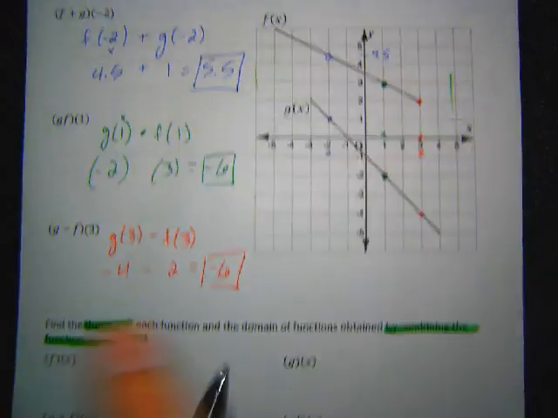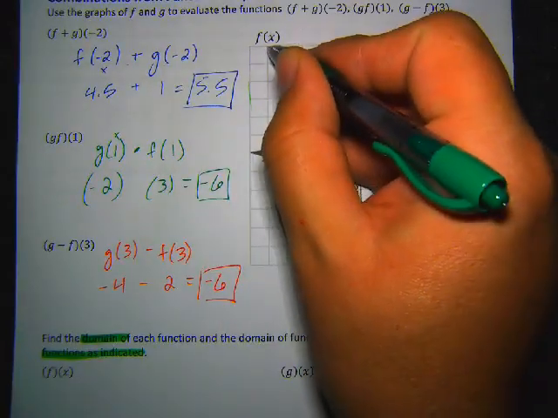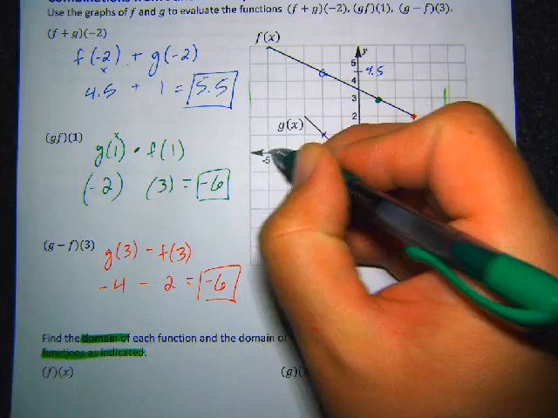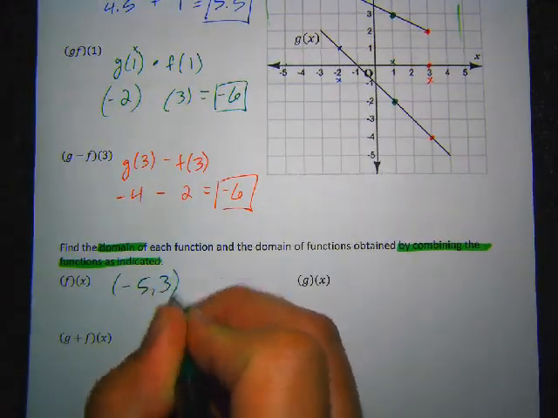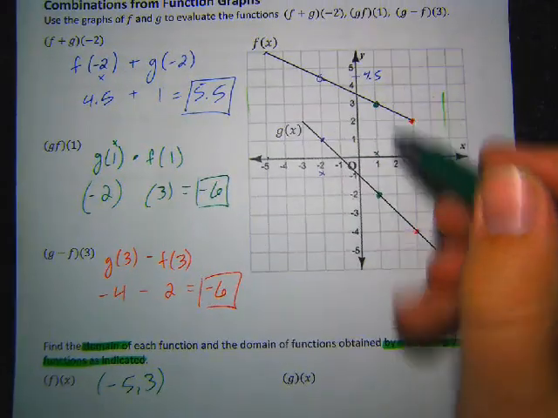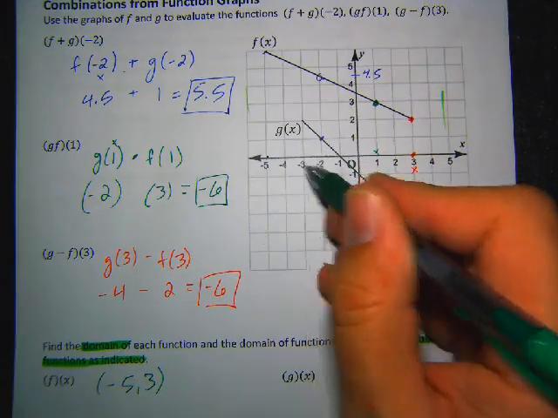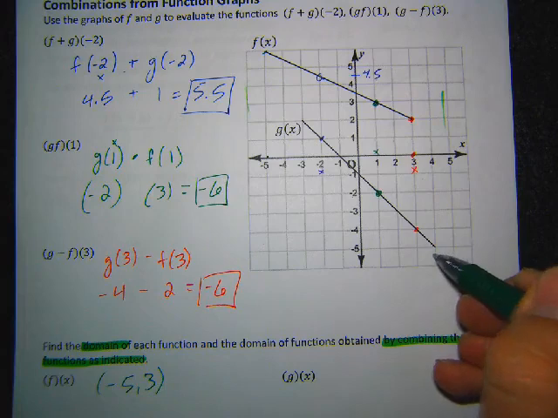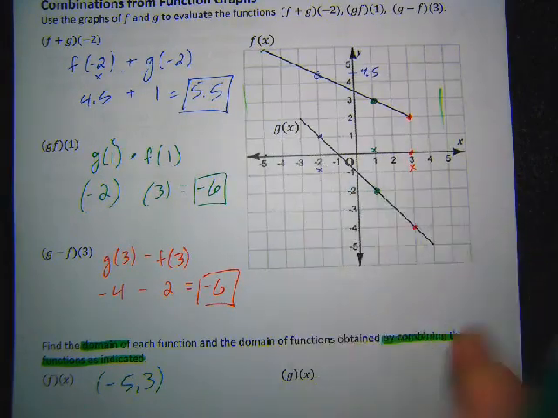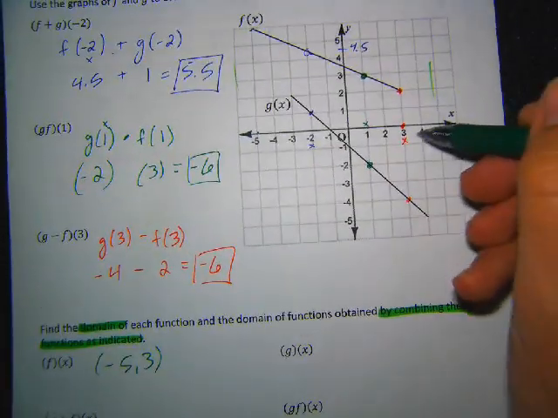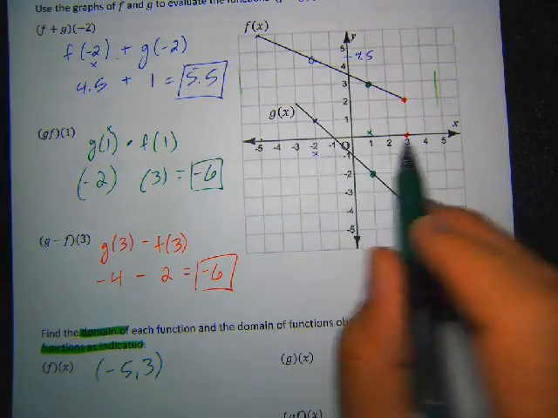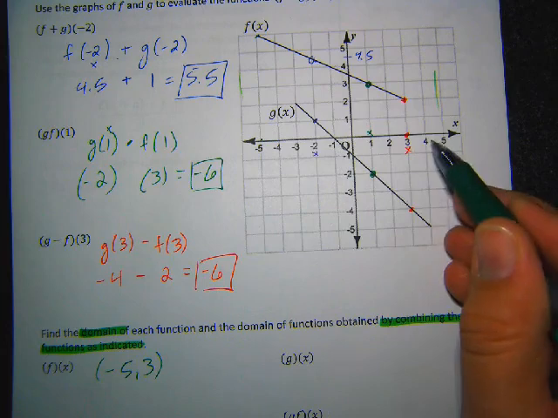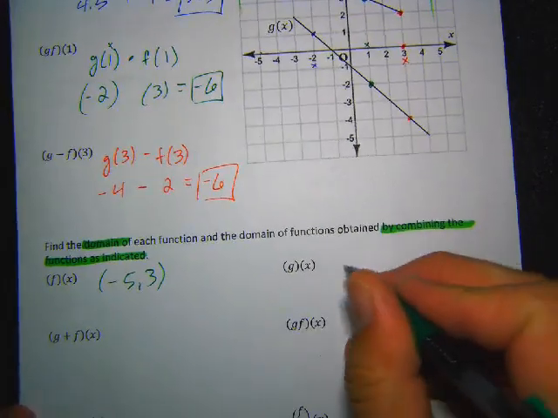The domain for f starts at negative 5 and goes over to 3. So the domain for f is going to be from negative 5 to 3. And the domain for g starts at negative 3 and goes all the way over to, sorry, not to negative 5, to 4. Whoops, I read the y value. I'm supposed to be reading the domain. The domain is always x values. So from negative 3 to 4.